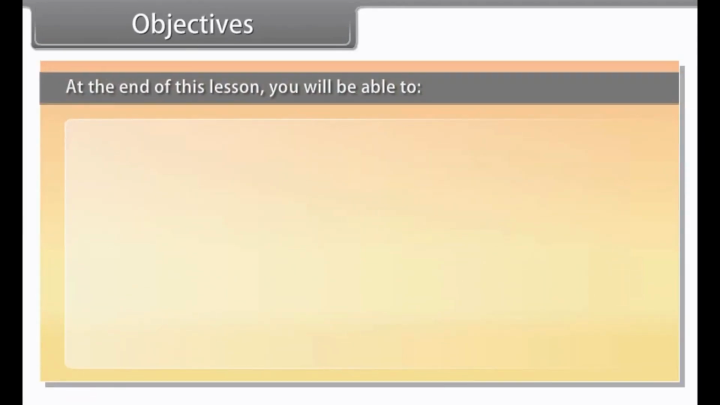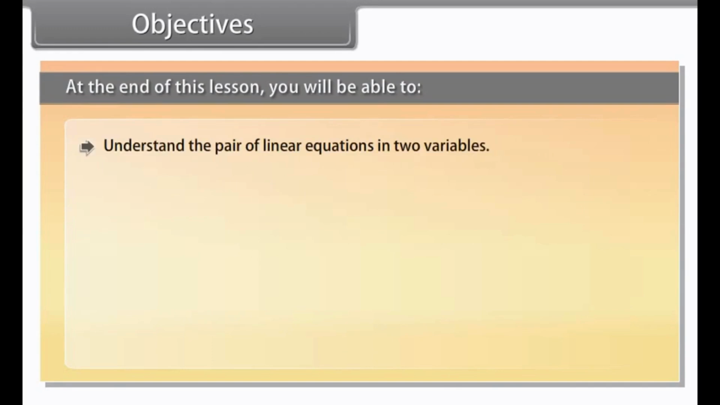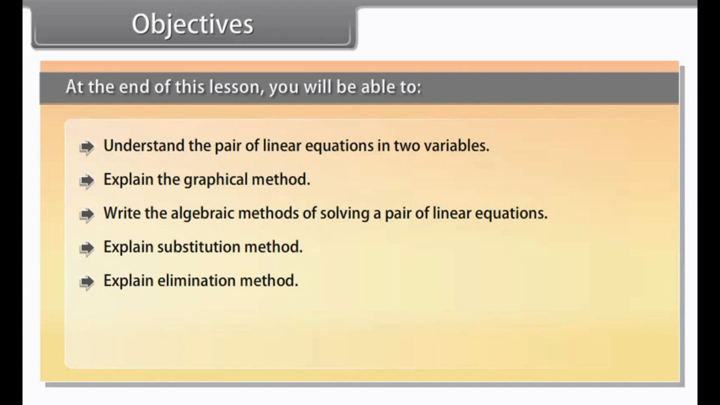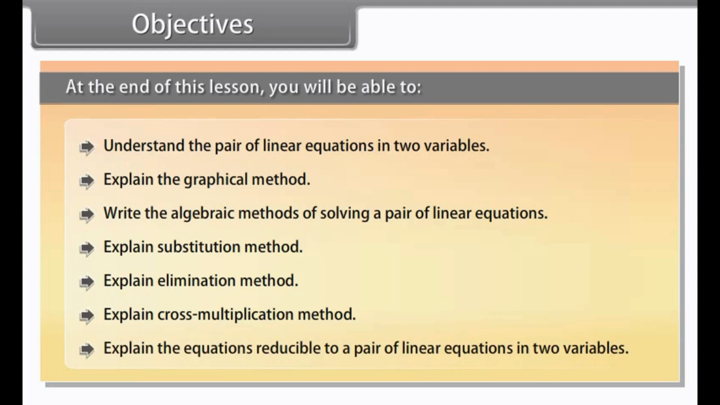Objectives. At the end of this lesson, you'll be able to understand the pair of linear equations in two variables, explain the graphical method, write the algebraic methods of solving a pair of linear equations, explain substitution method, explain elimination method, explain cross-multiplication method, explain the equations reducible to a pair of linear equations in two variables. Pair of linear equations in two variables.